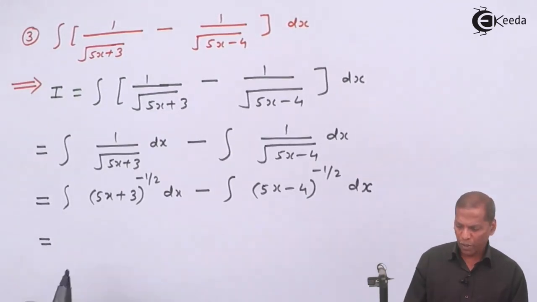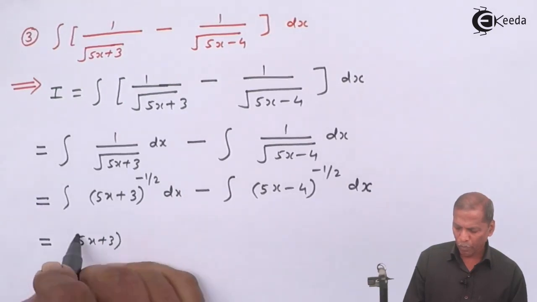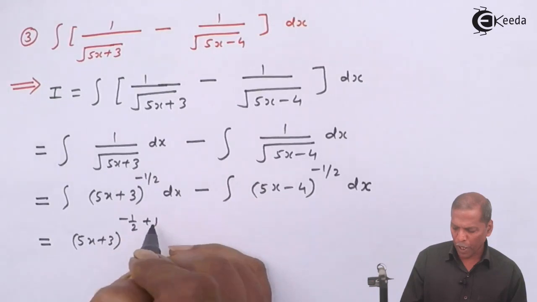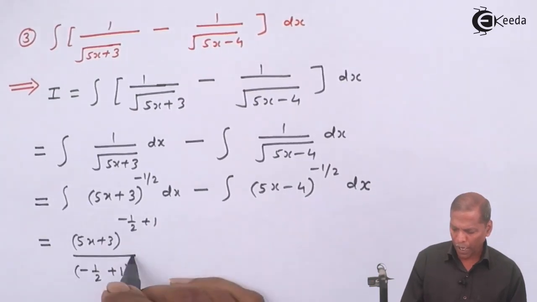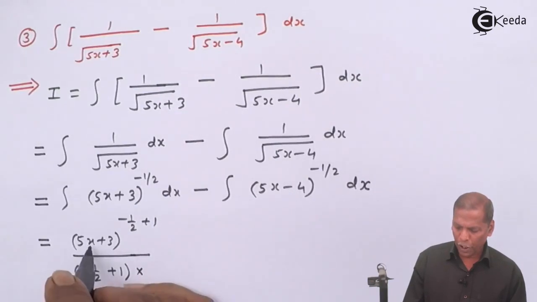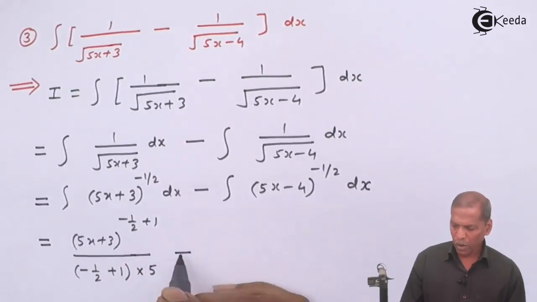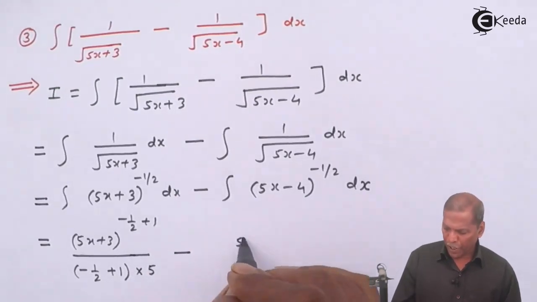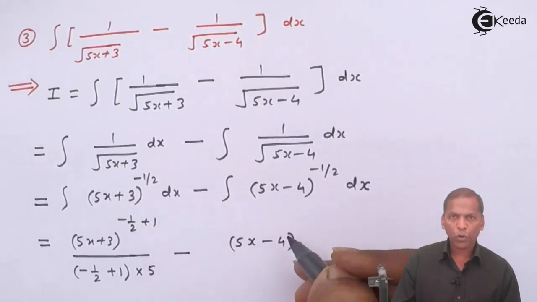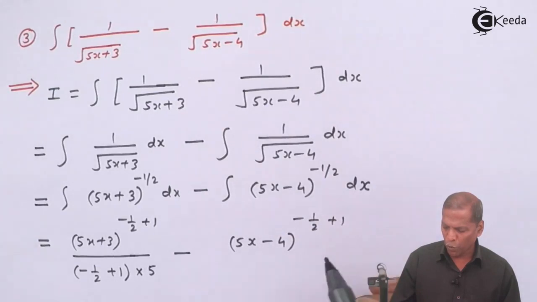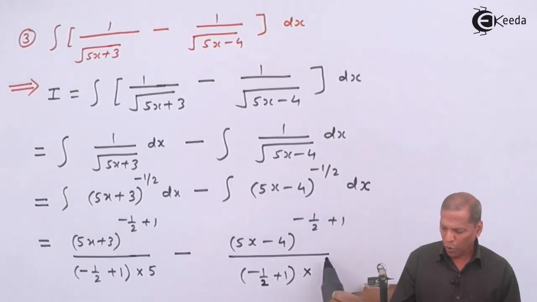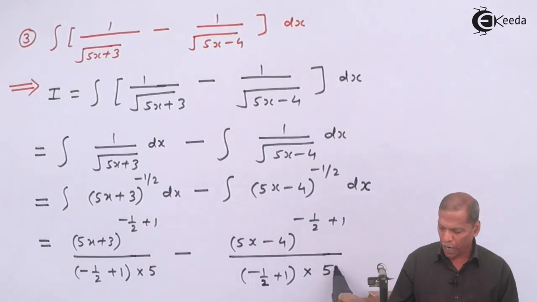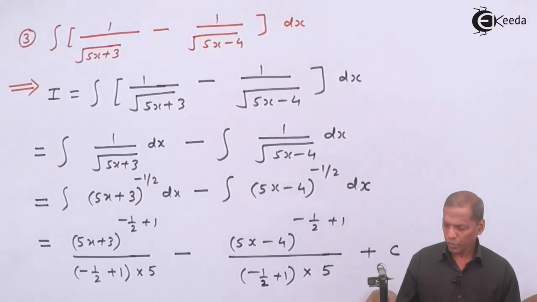the next step will be (5x plus 3) raised to minus half plus 1 upon minus half plus 1, bracket complete, into the coefficient of x, that is 5, minus. Now for the second part of the integration: (5x minus 4) raised to minus 1 by 2 plus 1 upon minus 1 by 2 plus 1, into the coefficient of x, that is 5, plus c.